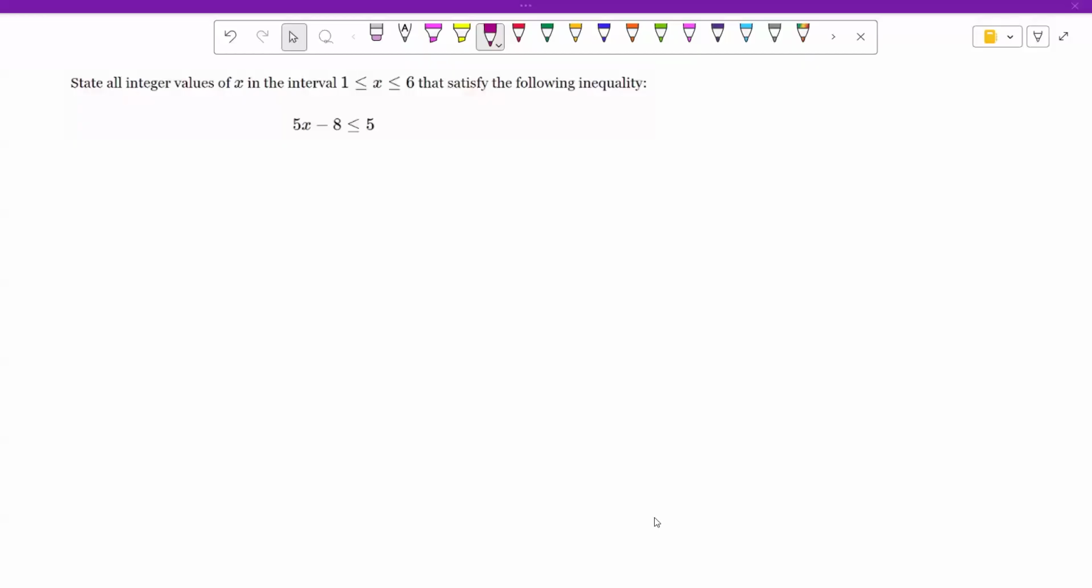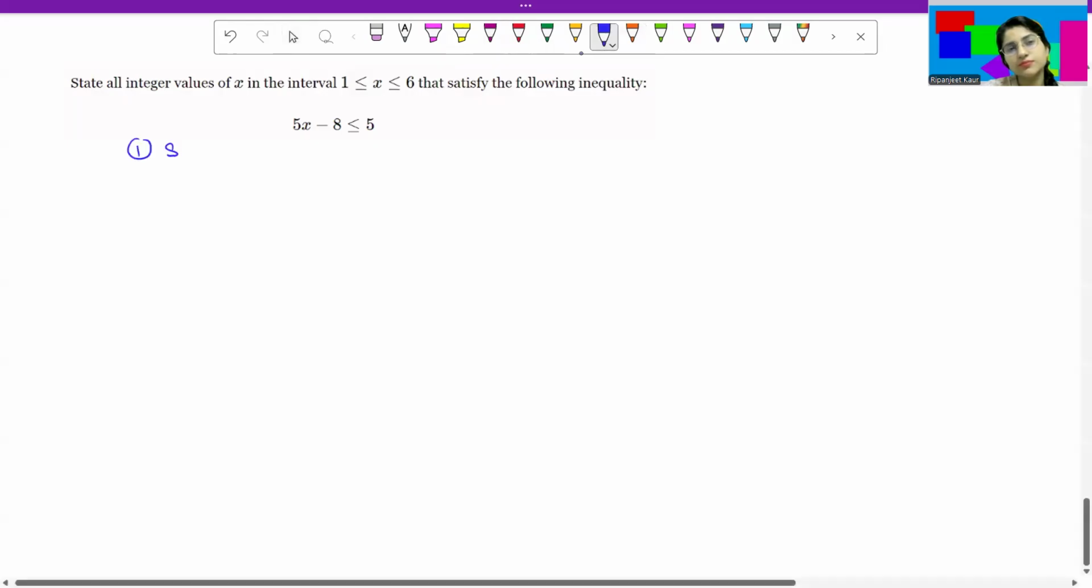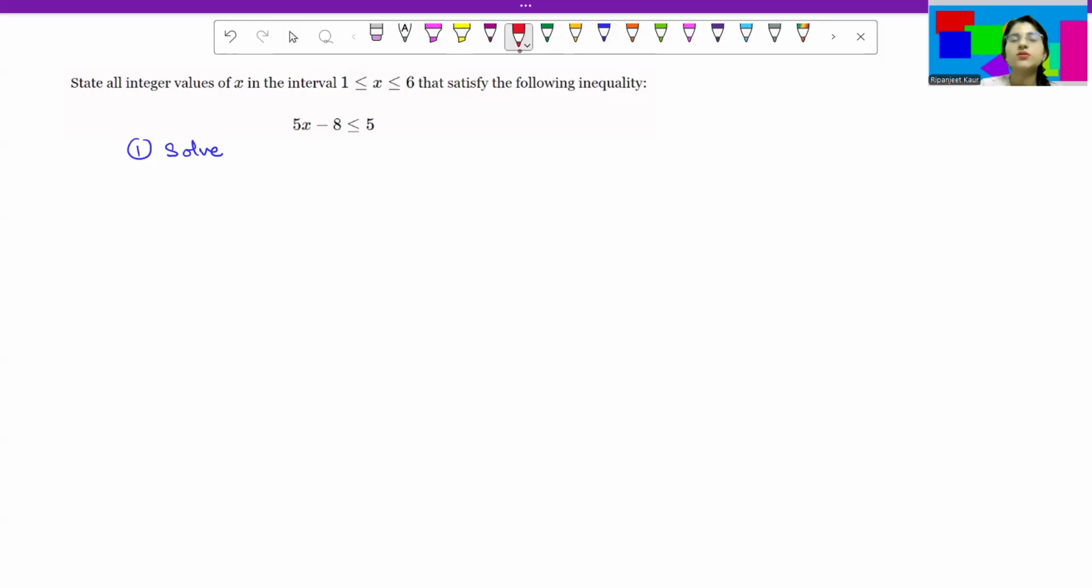Let's go. State all the integer values of x in the interval 1 to 6 that satisfy the inequality given. So what is the first step? The first step is to solve the inequality. What are we going to do to solve that inequality? We would do plus 8 because it's the opposite of minus 8. Yes. What will we get?